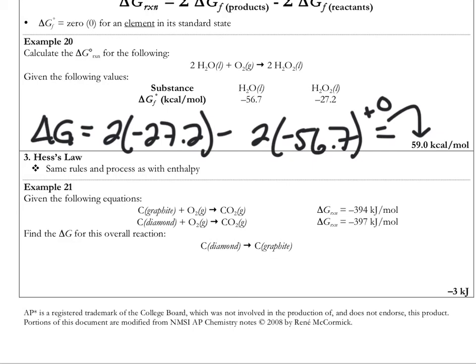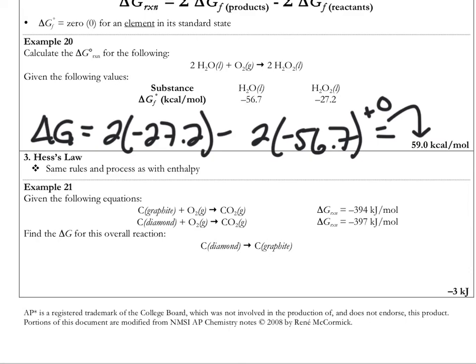And this is one we talked about way back when we were talking about what it means to be spontaneous. It means that it'll occur without outside intervention, it'll occur on its own, but hopefully this will occur very, very slowly. So we have graphite and oxygen making CO2, or diamond and oxygen making CO2. Overall a very similar reaction, but a little bit different there in terms of delta G.